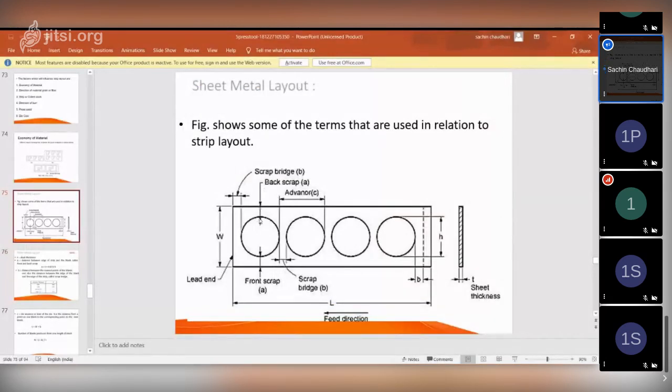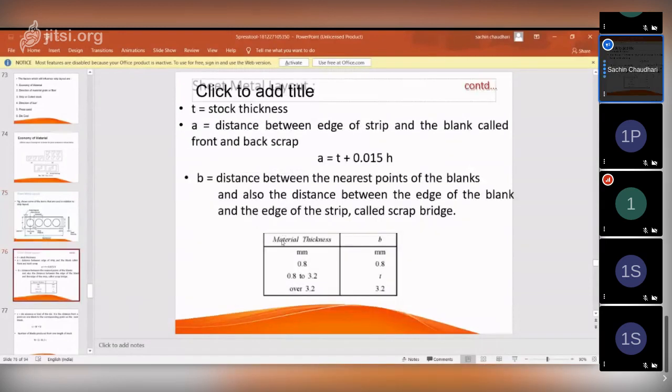What is the formula? T plus 0.015 H. H is the blank height. And next is the scrap bridge: the distance from the lead edge to your blank, plus the first blank to next blank distance, plus the last blank to your trailing edge distance. So all this is the scrap bridge, and the scrap bridge is calculated by the thumb rule, and it is shown in the table.